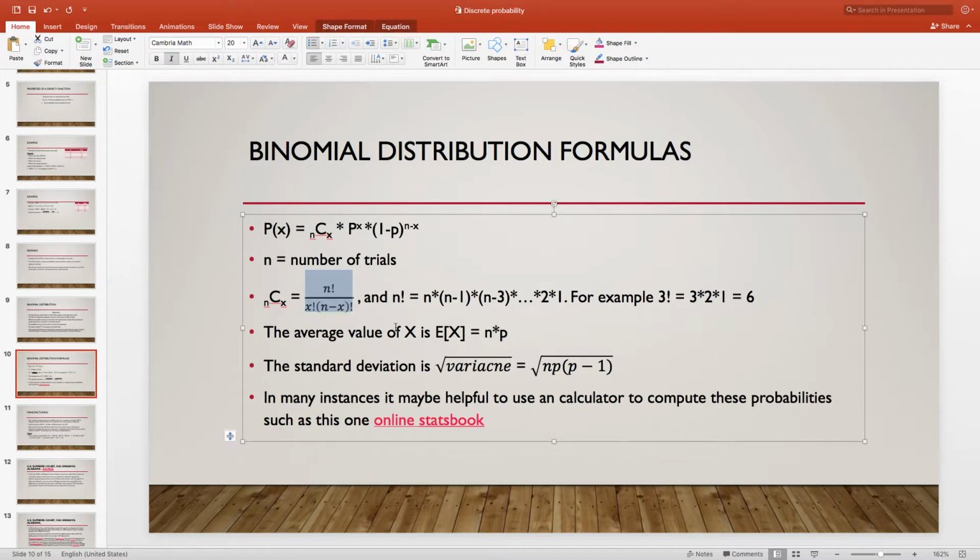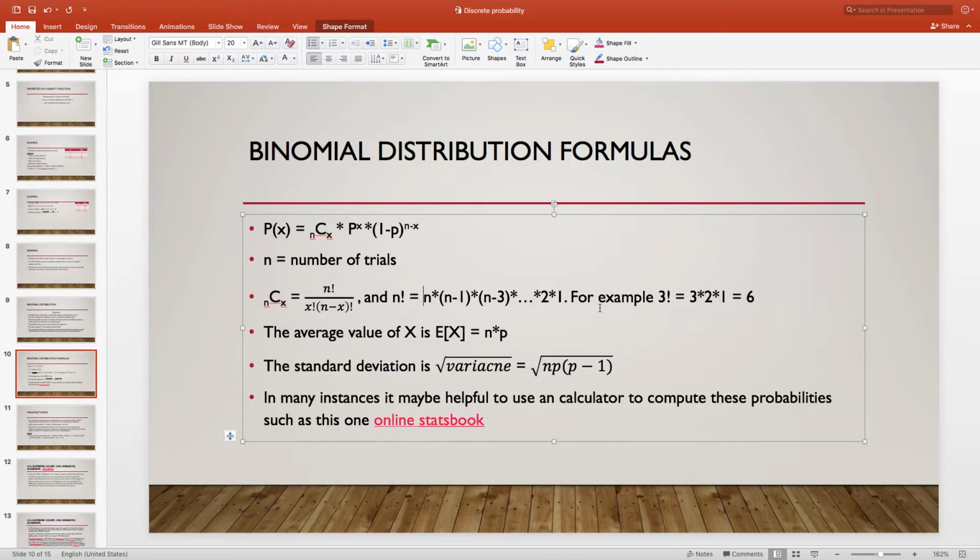And you might be wondering why there are all those exclamation marks. Are they just excited numbers? Well, the answer is yes, but it has more meaning than that. N factorial means take n, multiply it by all the numbers until you hit 1. So, for example, 3 factorial is 3 times 2 times 1, that's 6. And that's how n choose x is calculated. A side note: n choose x is the number of ways of selecting x objects out of n. And that's what the formula represents.